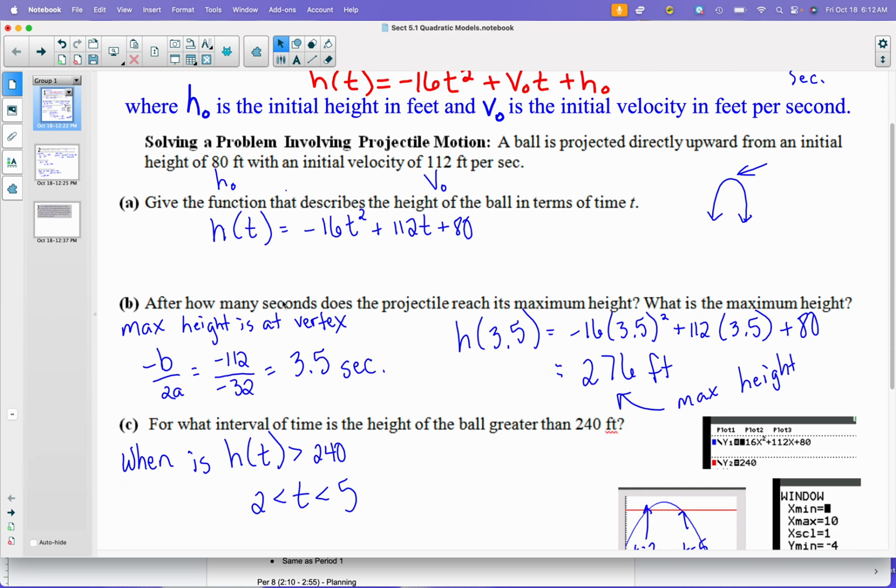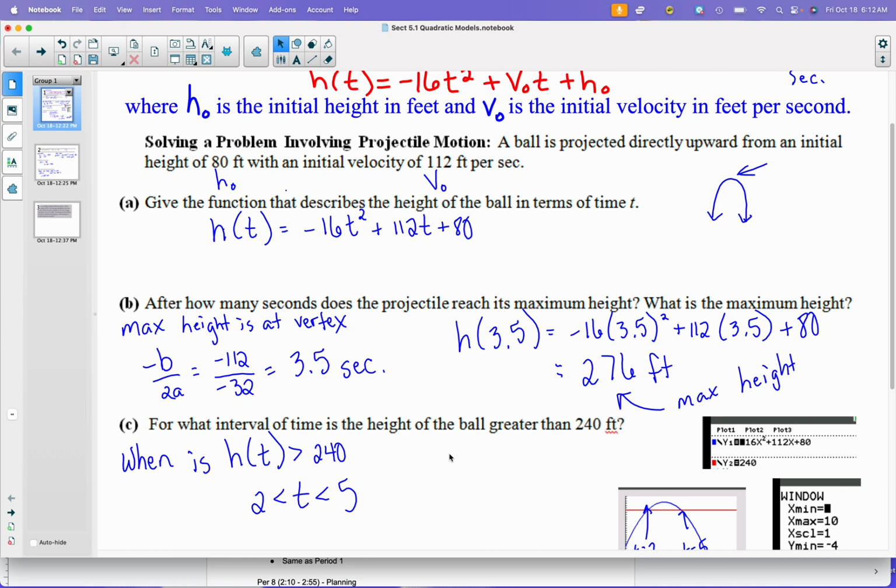In the next part, they ask you, after how many seconds does the projectile reach its maximum height? What is the maximum height? Well, the maximum height is going to occur at the vertex. So we have a formula to find that: the opposite of b over 2a. So I take negative 112 divided by negative 32, and I get 3.5. And that would be seconds because that's t. So if that's 3.5 seconds, I can plug that into my height function, and I get 276 feet. So that tells me that the maximum height is 276 feet after 3.5 seconds.